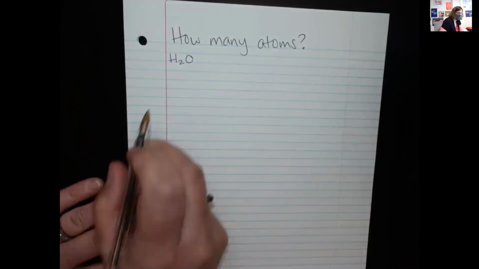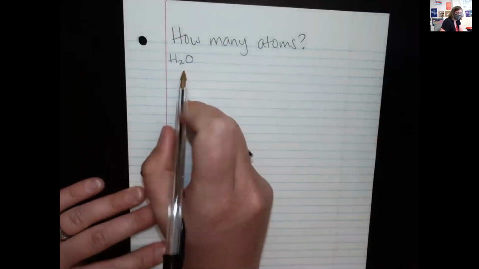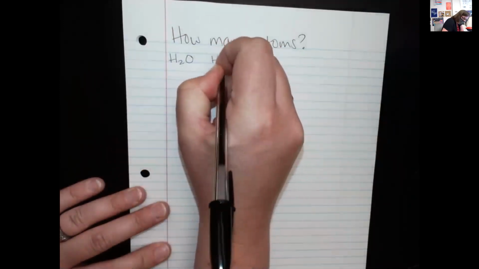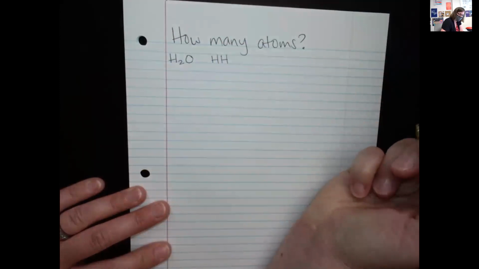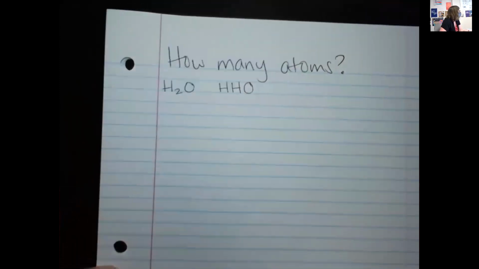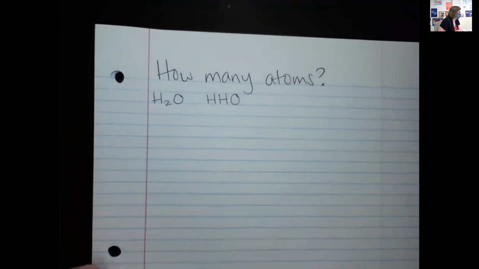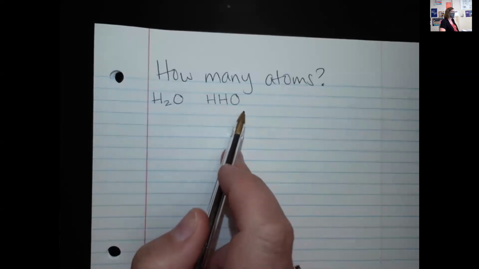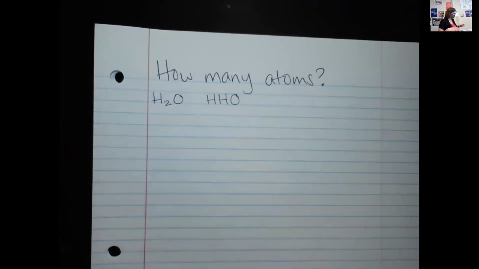So what I would do, how many H's are in H2O? 2. And how many O's? 1. So I would just write it like that. And why we're writing it this way will make sense as we keep going as well. So this was a really easy first problem. How many atoms? Well, there's 2 atoms of hydrogen, H and H. There's 1 atom of oxygen. Okay, that's the basic simple one.